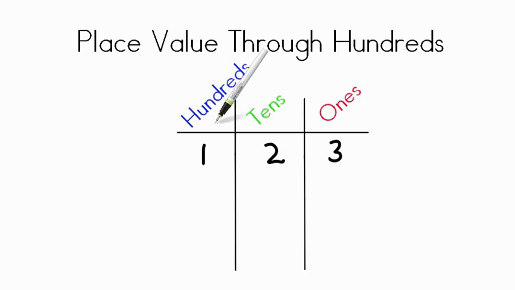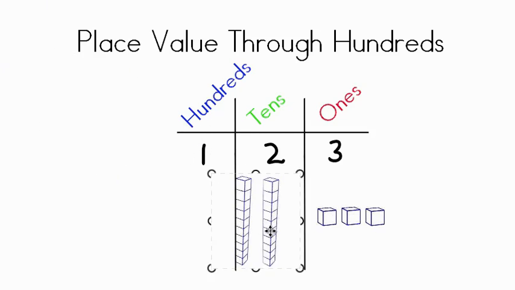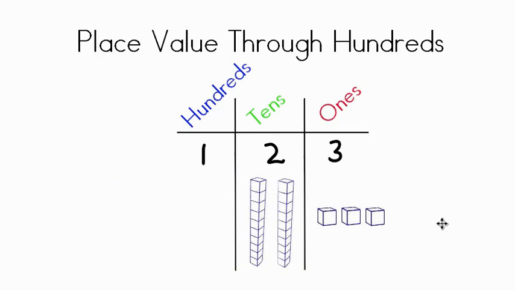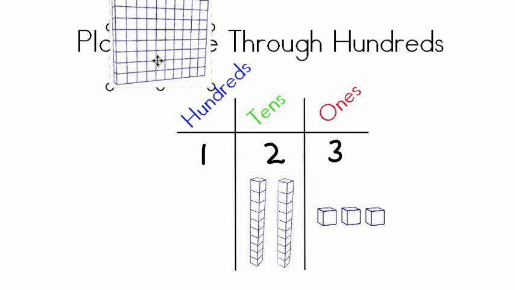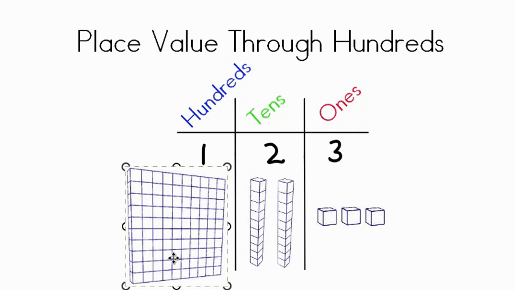The 3 here is in the ones, the 2 is in the tens, and the 1 is in the hundreds. So what that actually means is there are 3 ones, 1, 2, 3. There are 2 tens. So we have our 2 tens right there. And there is 1 hundred. Here's our 100 right there.